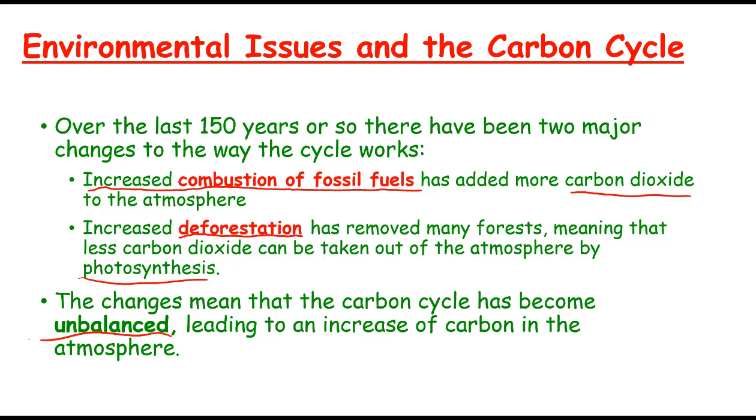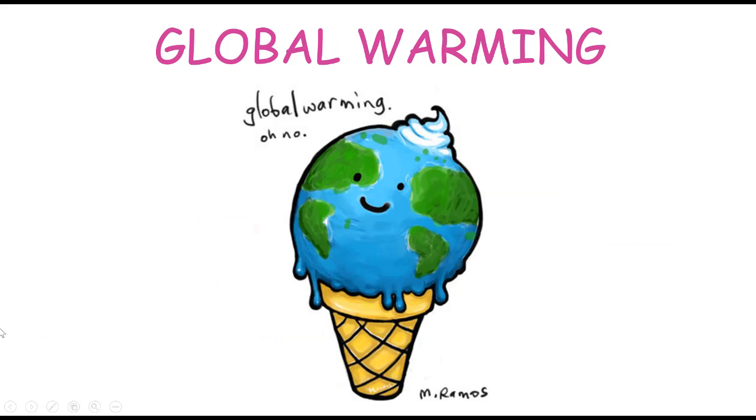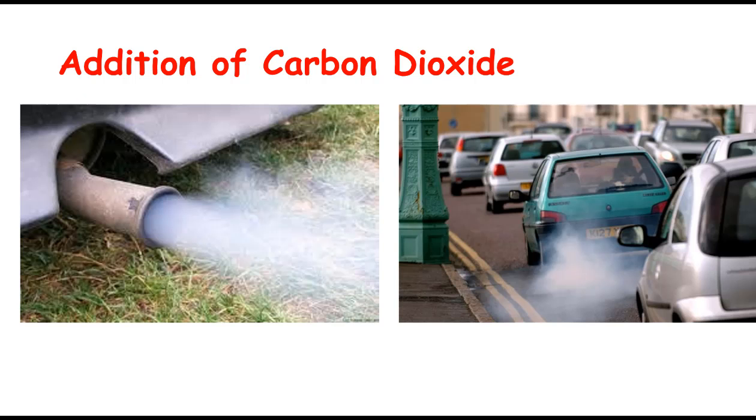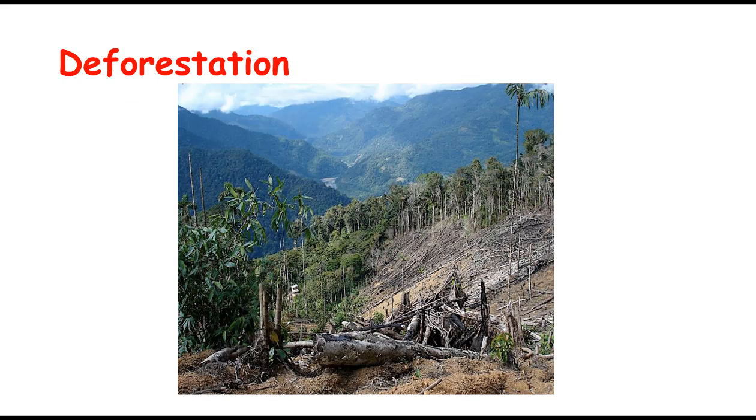Now that has led to global warming. Global warming, we've heard loads about it. It's always in the news. So here's how it actually happens. Now remember, we're saying it happens because of more carbon dioxide in the atmosphere than normal from combustion of fossil fuels, and also from deforestation. So deforestation is important because there is less photosynthesis taking place.